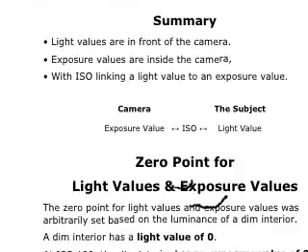And then ISO links a light value to exposure. Remember, ISO fakes out the sensor basically to tell it what you want it to do to offset lighting, whether good or bad in your area.